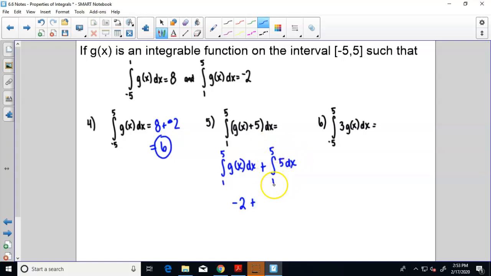Then I've got to take the integral from 1 to 5 of this constant, which is just 5. So here is where I use that rule for my constant. Destiny, what would I do for that one? Very good. 5 times 5 minus 1. There, because the length of that interval is from 1 to 5, that's 4. And we'd multiply it by the height, which is 5. So we'd get negative 2 plus, this is 5 times 4, which is 20. So we would get 18 for our answer.